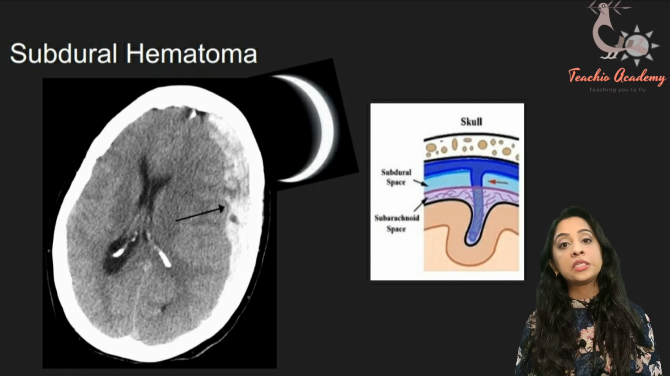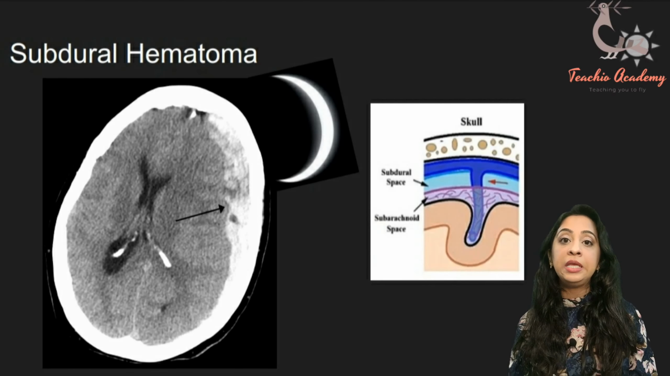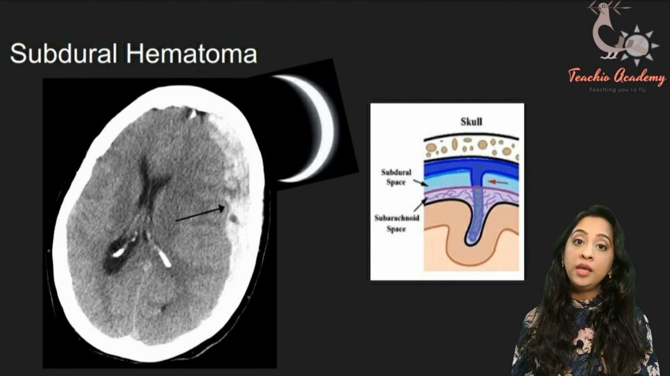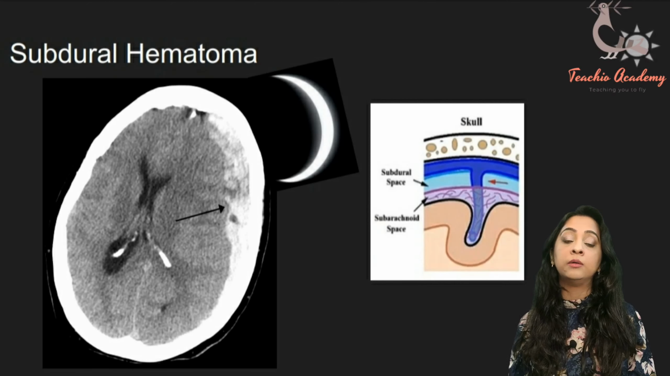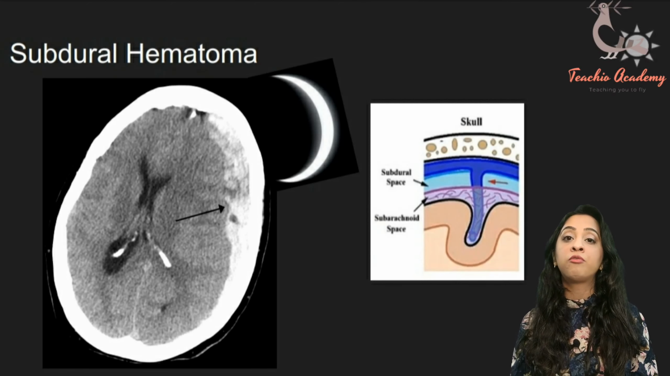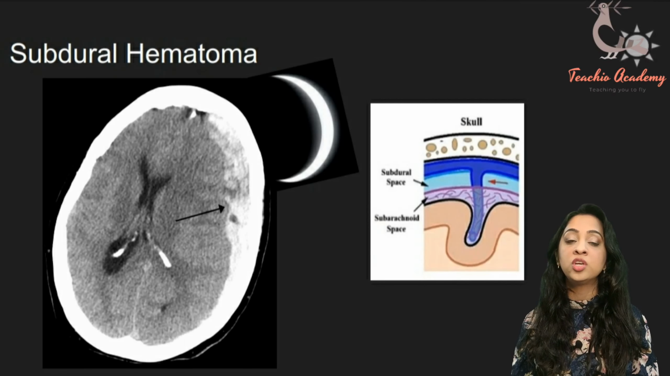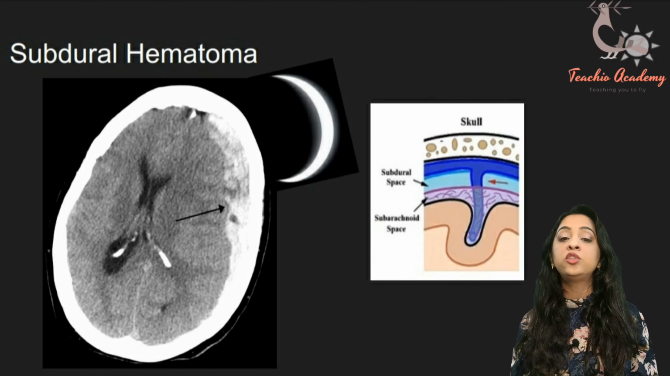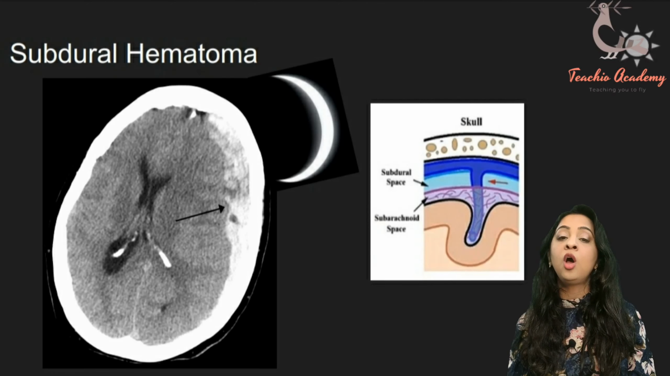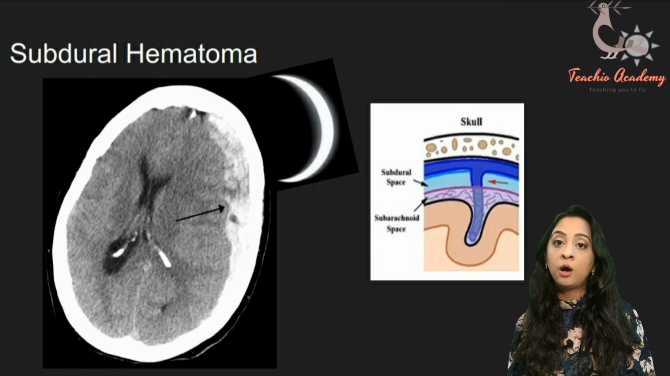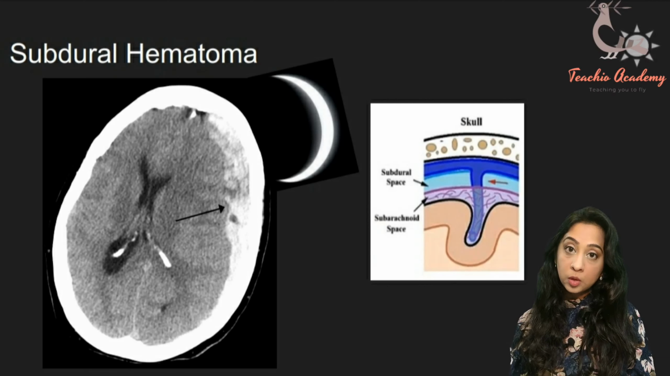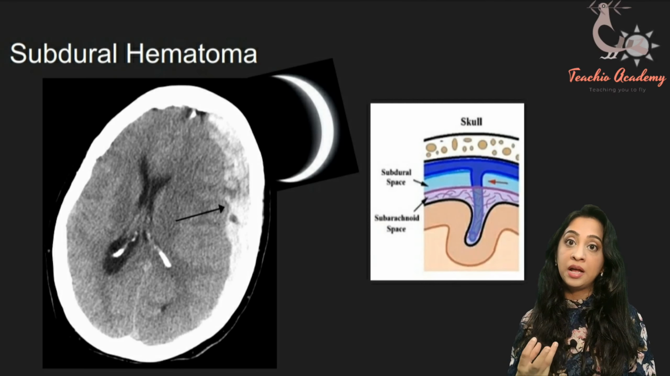So you'll have the classical history of an elderly person who's been having falls at home, or an alcoholic who's been passing out on the street, so they're having falls without really someone else noticing. And when you get a head scan done for their confusion, you see this crescent moon shaped structure on your CT scan.